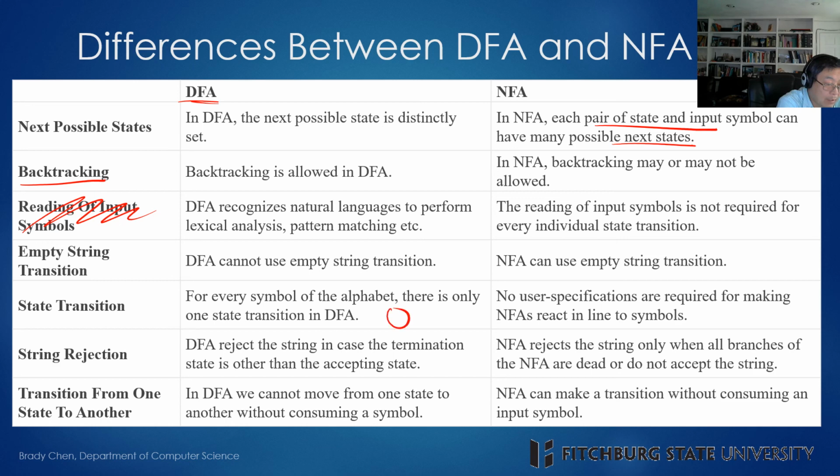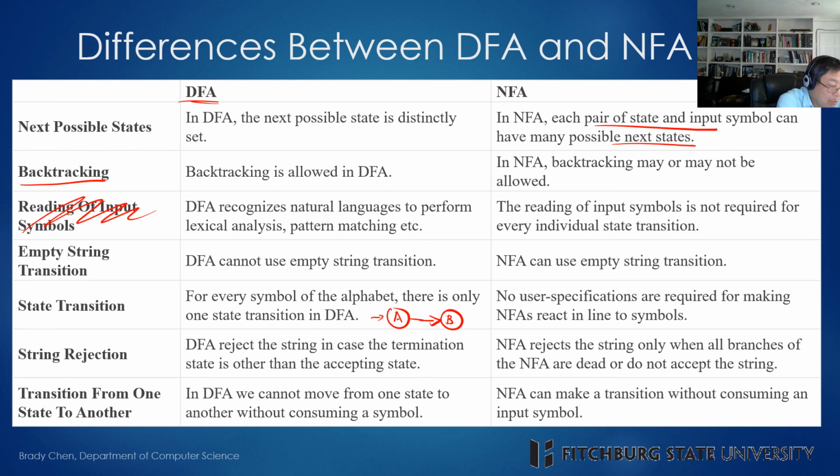Okay, so if the current state is A, then for every symbol of the alphabet, 0 or 1 or A or B, there's only one state transition. You're going to move to B, or for a different alphabet symbol, you're going to move to a different state. Now, for NFA, no user specifications are required for making NFAs react on a symbol. So that means the transition can occur without an input value.